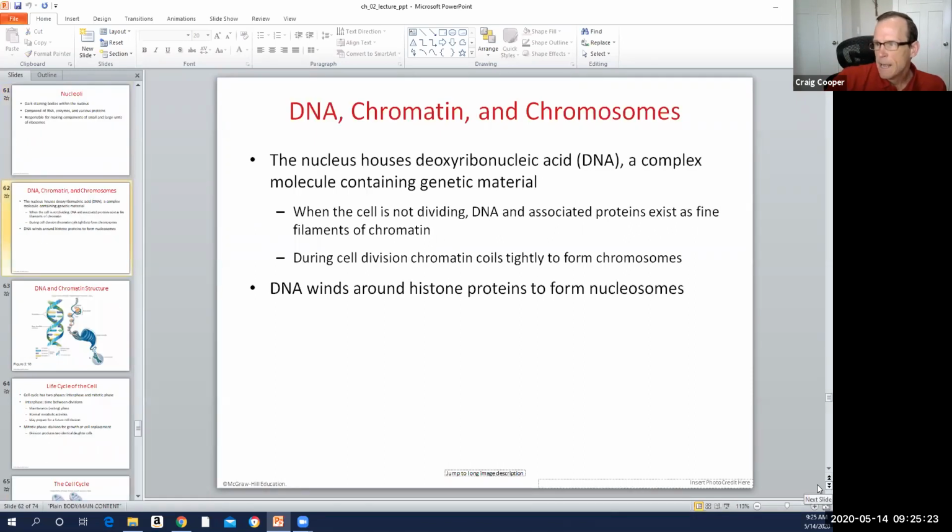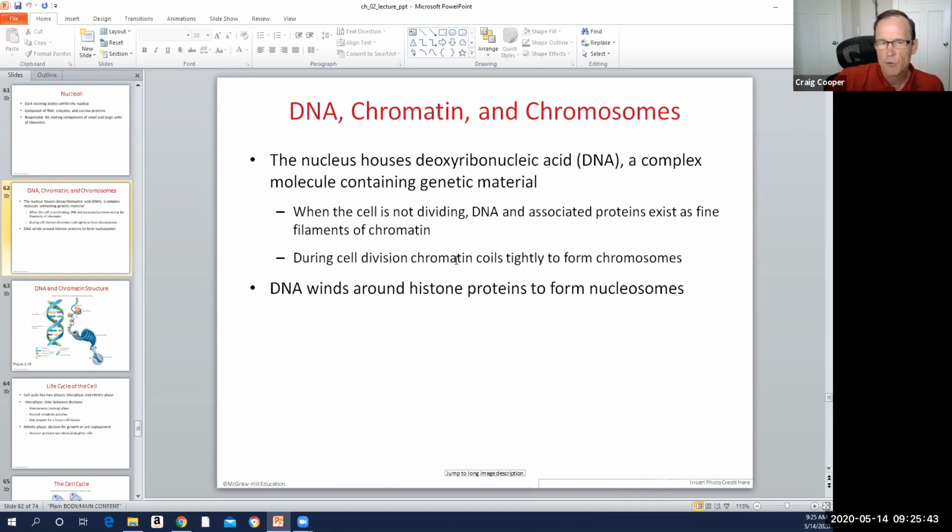All right, so our DNA is going to be in the nucleus, and it can exist in it. You'll see a couple different terms that describe it: chromatin, chromosomes, chromatid. Those are just different forms of the same thing, basically.